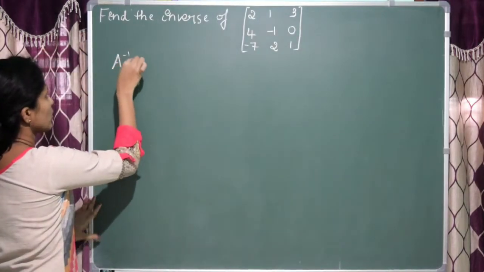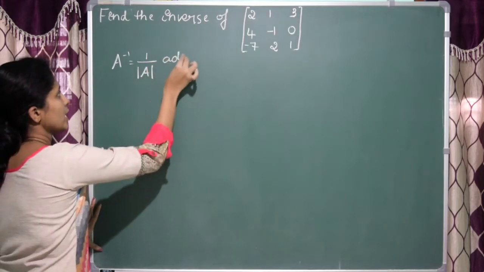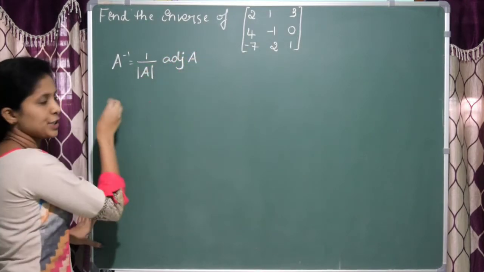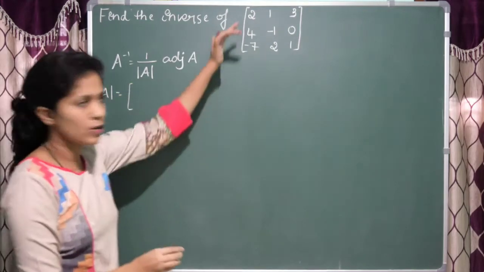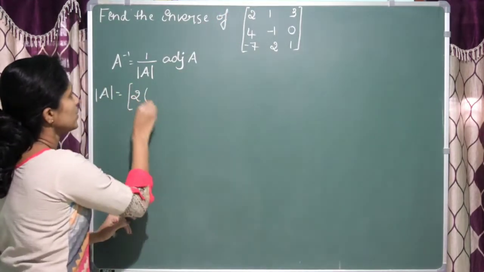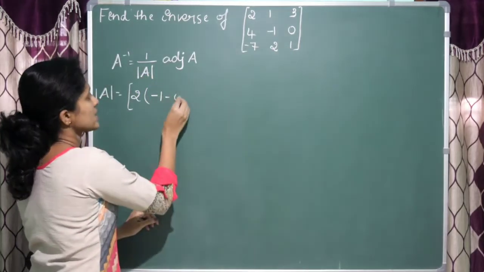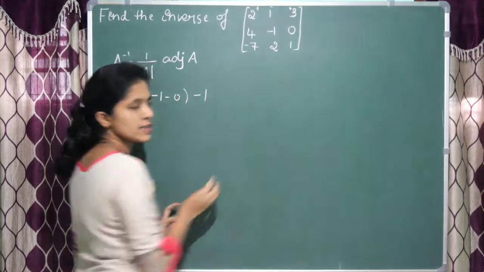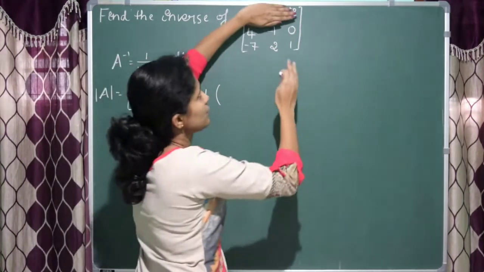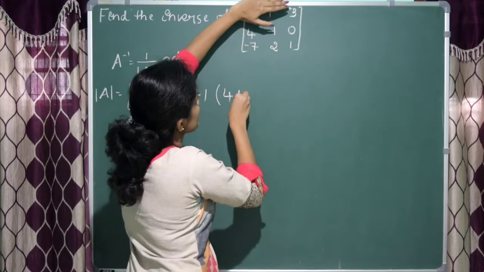A inverse is equal to 1 by determinant of A into adjoint of A. Right? First we will find the determinant of A. Determinant of A is equal to, we will expand along the first row. So this will be now 2 into, delete first row, first column, so this will be minus 1, minus 0. Minus 1. So this is plus, minus and this is plus. So minus 1 into, delete first row and second column, so this is 4 plus 0.